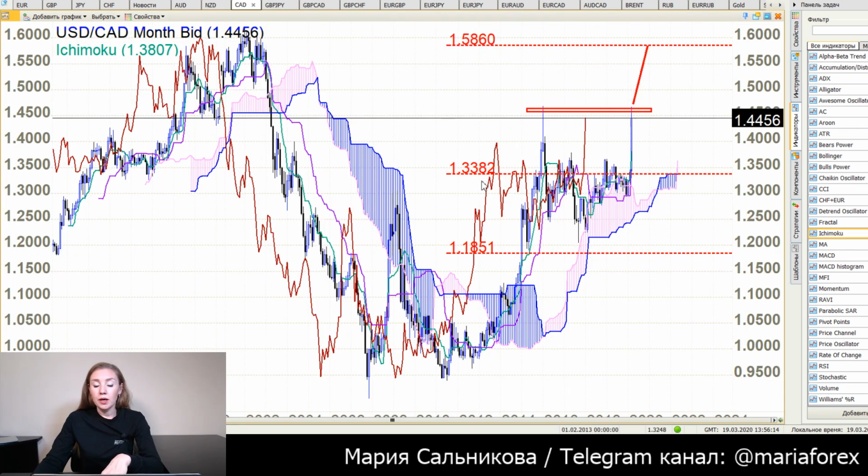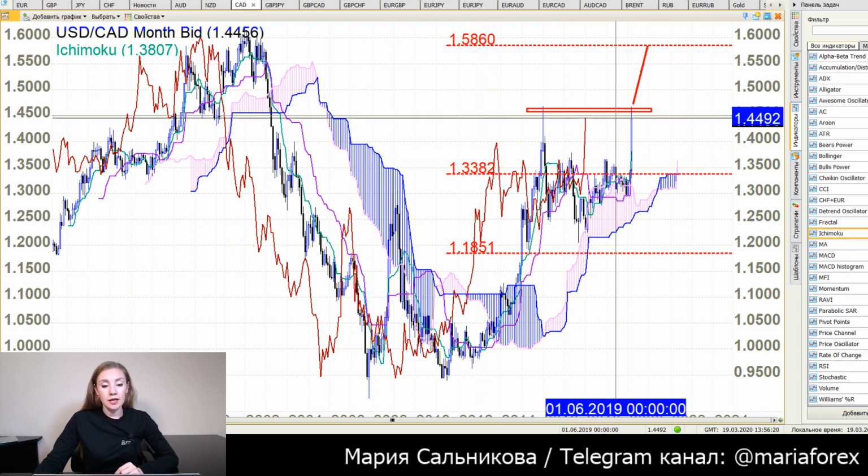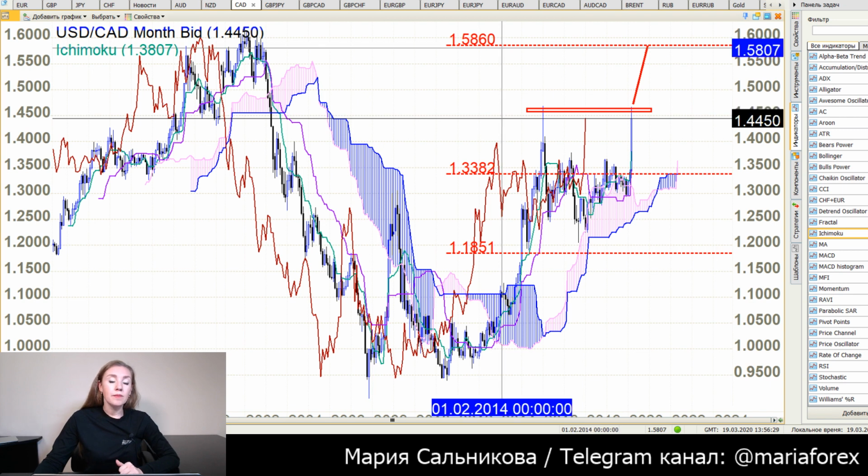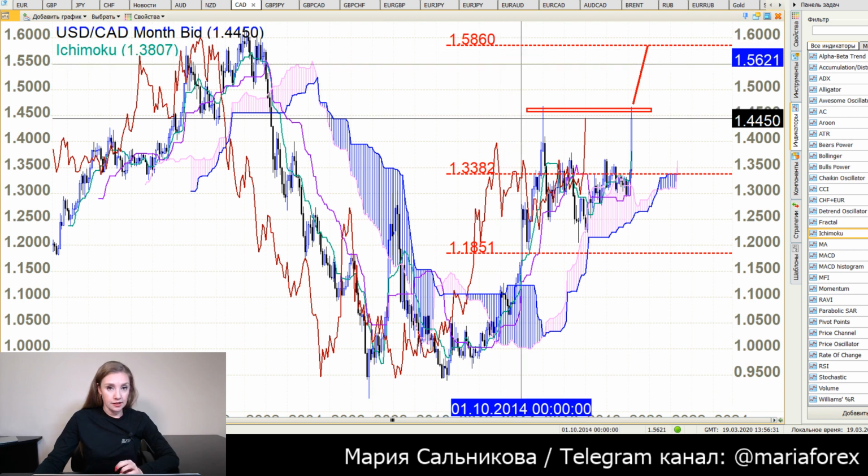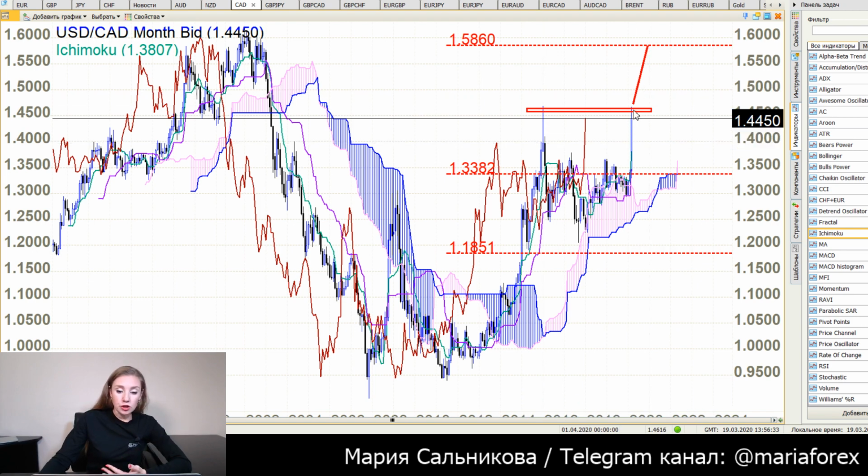Let me show you the monthly chart again, and I would like to mention that above 1.46 is the target to buy this currency pair, with a target of 1.5860. When the price on the daily chart is above 1.46, this is a moment to buy with a target of 1.5860. This is a really huge target, but the market can give you this, okay?